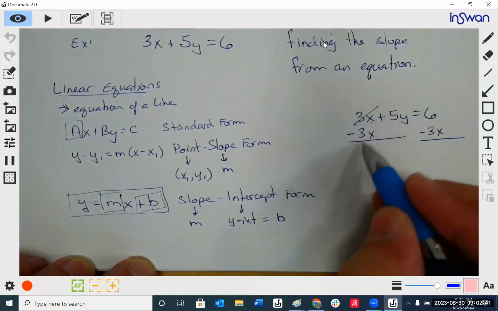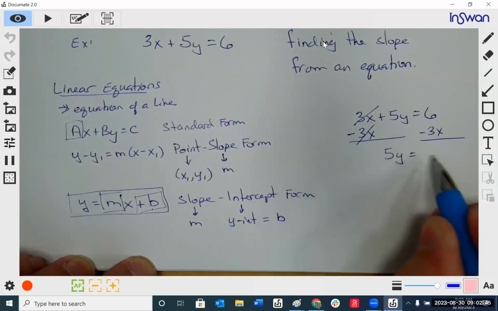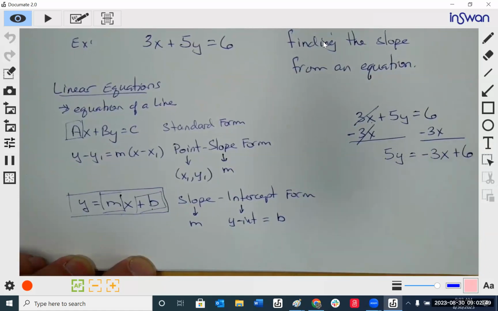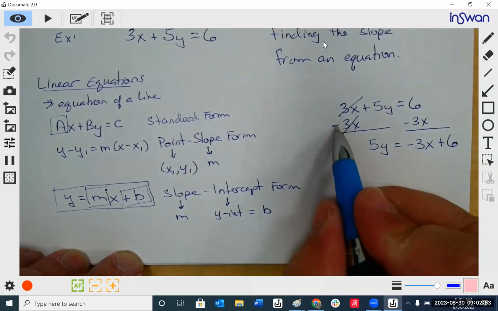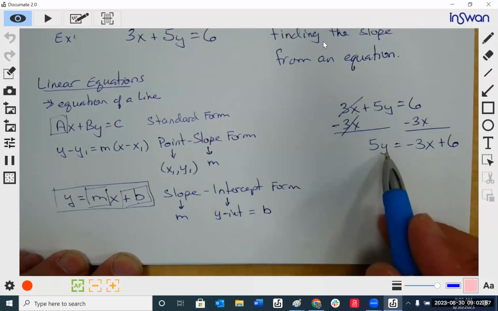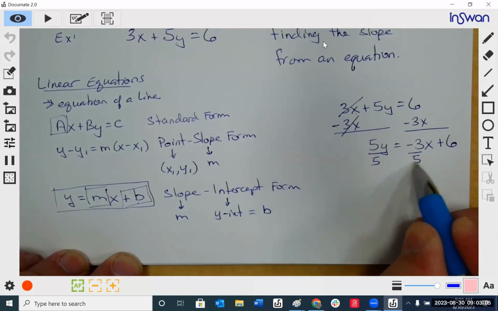Because we want to get this whole number to the other side. Because we put a negative 3x. We try and get y by itself. So what do you do now? Divide by 5. Divide each term by 5.